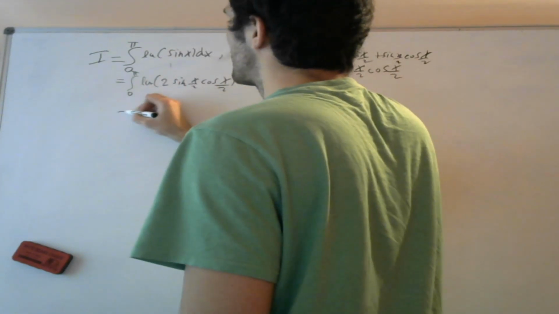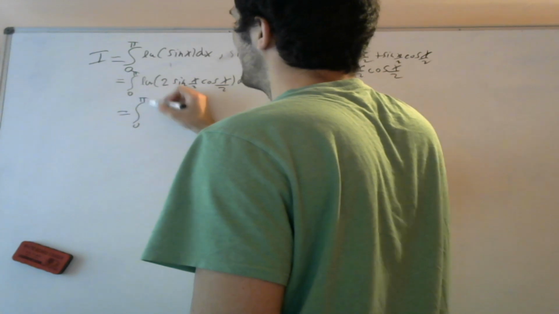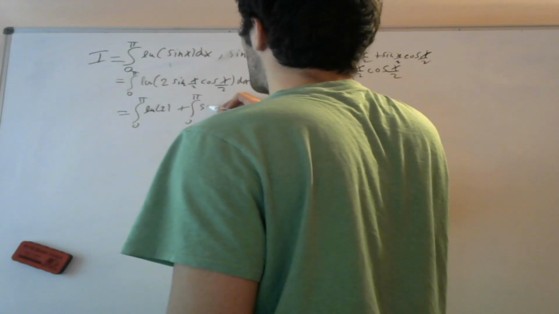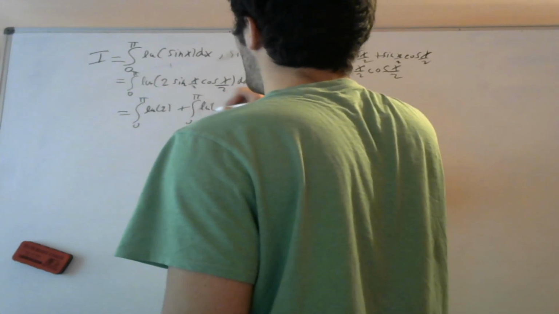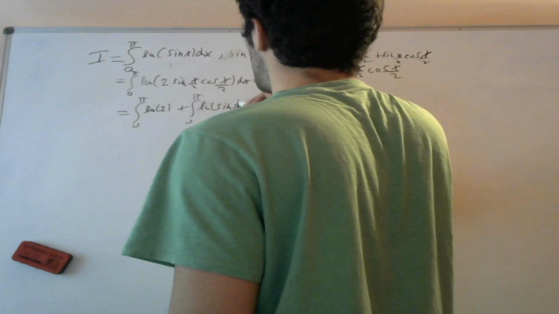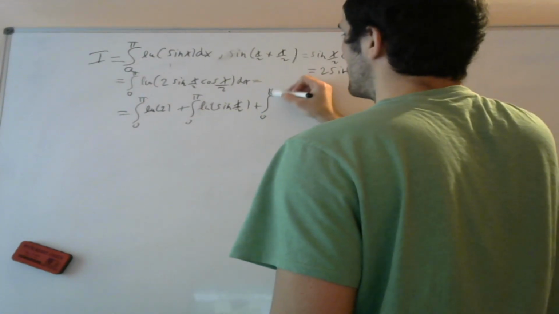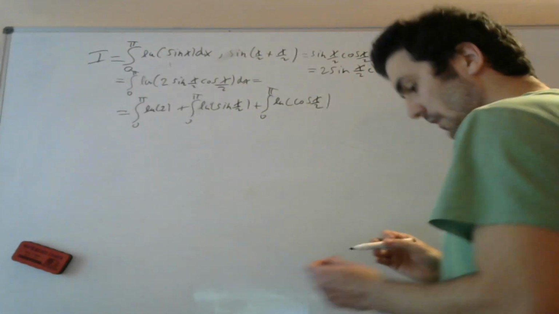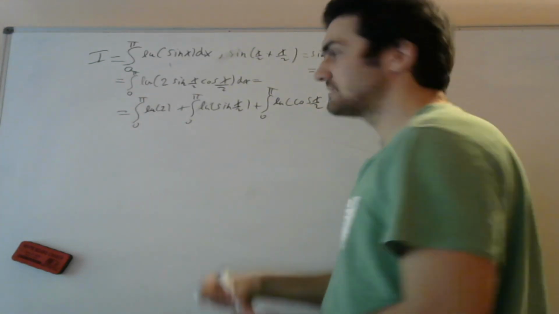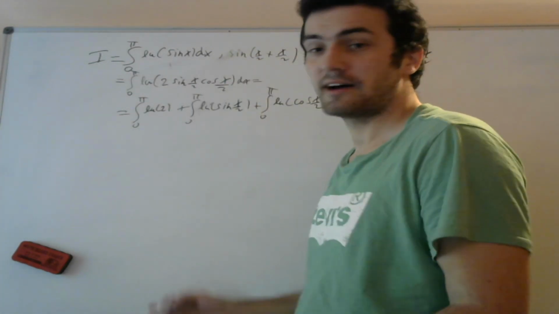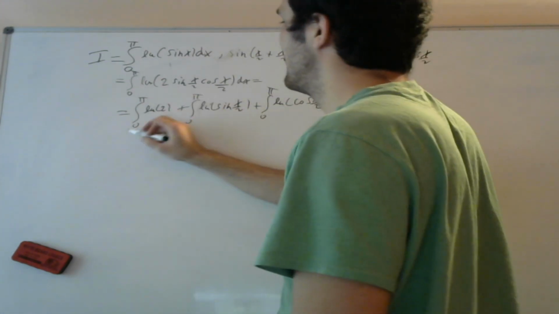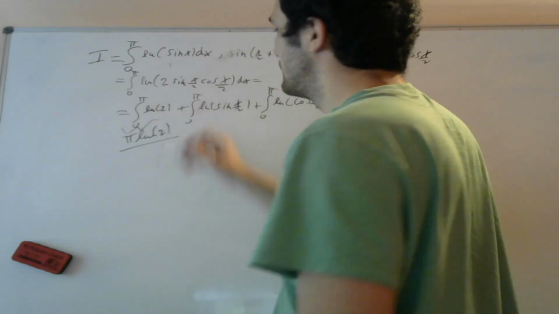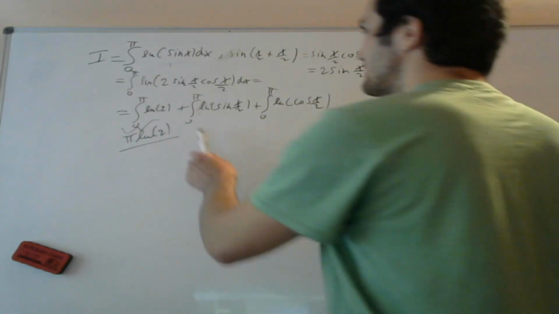Alright, this equals the integral from 0 to pi of ln of 2, plus the integral from 0 to pi of ln of sine of x over 2, plus the integral from 0 to pi of ln of cosine of x over 2. So this is clearly easy. This is just a constant, so it is obviously pi ln 2. Alright, let's focus on these two.